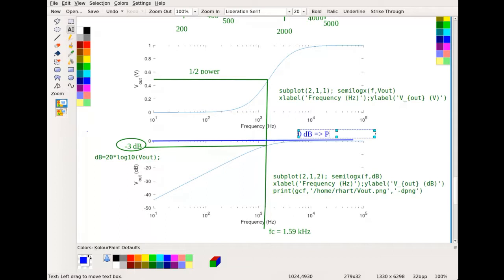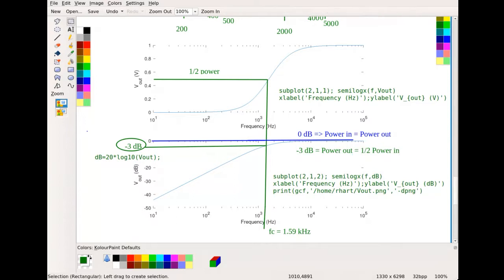Zero dB means that power in is equal to power out. Okay. And minus 3 dB means that power out, I should have probably written the other one the other way. Power out is equal to 1/2 of power in. Okay. So let me flip these two.